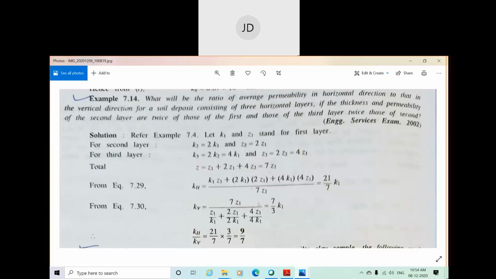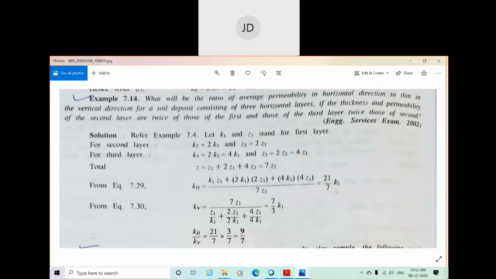Just put in the values. The coefficient of permeability in the horizontal direction is K1 Z1 plus K2 Z2 plus K3 Z3, divided by the total thickness of the layers. For the first layer, K1 Z1 remains. For K2 Z2, in place of K2 you put twice K1, and Z2 represents twice Z1. For K3, it represents 4K1 and Z3 represents 4Z1. Finally, the total thickness is 7Z1. Now, solving this, you will get the value. You just do it by yourself.